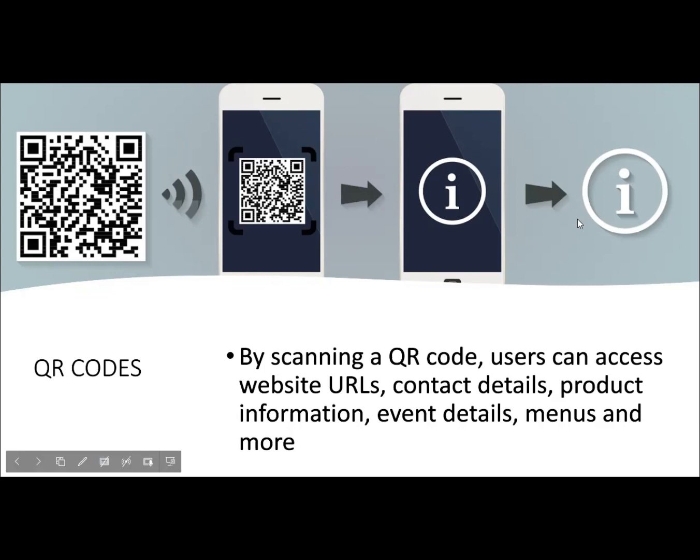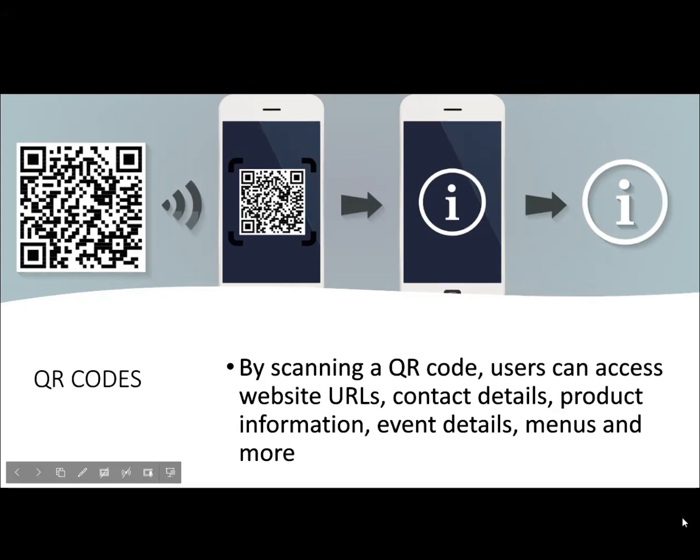But QR codes are ways to access information, right? So that square that you see on the screen sends you to a website, whether that website is a menu, whether that website is information about a product, whether it's going to send you to the bus time, like when the bus is coming. That's all that QR codes do. It's a way to access information.